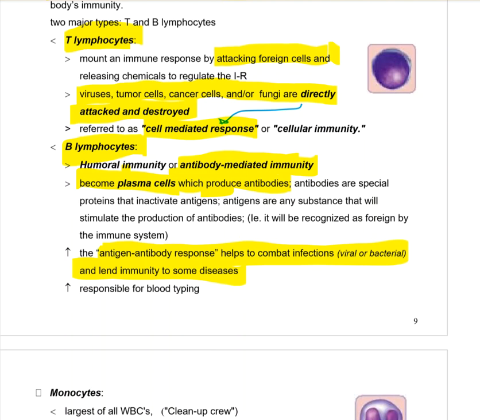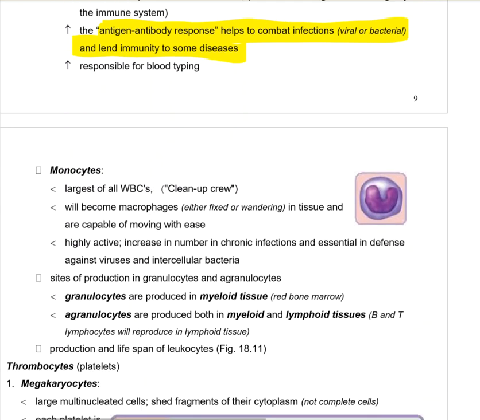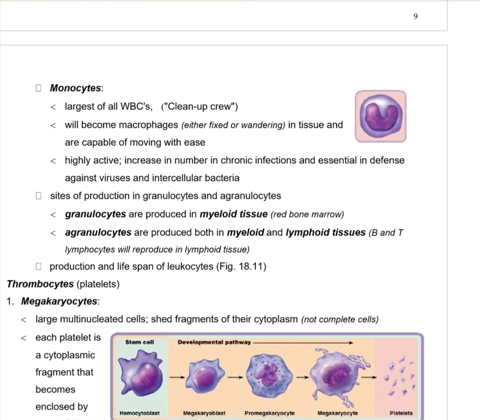So that's a very useful long-term immune response that we have. And antibodies are also responsible for blood typing. We'll talk about blood typing in a future talk.